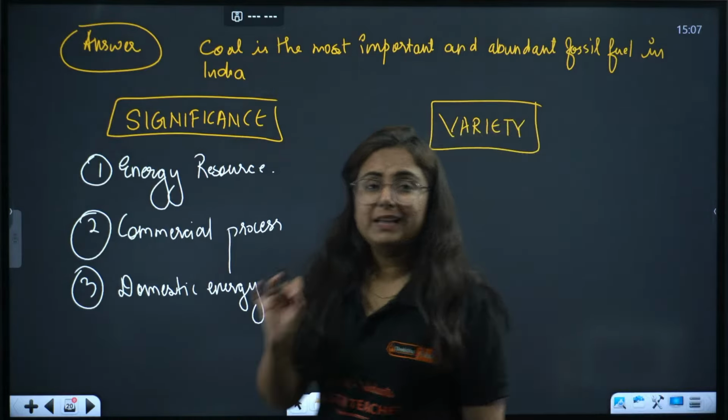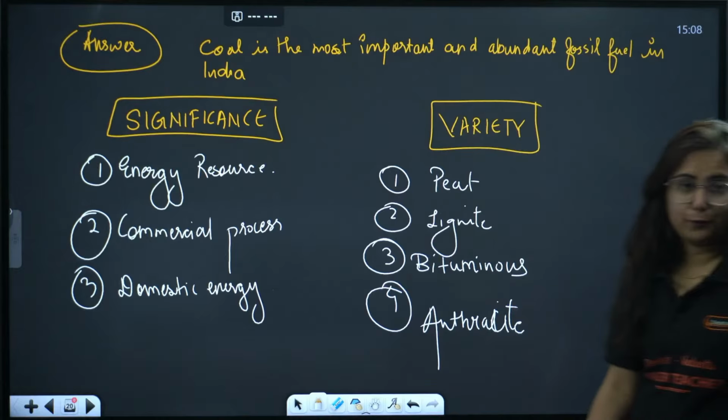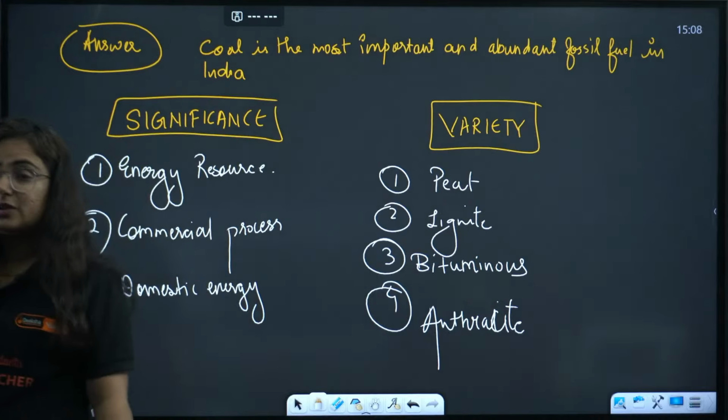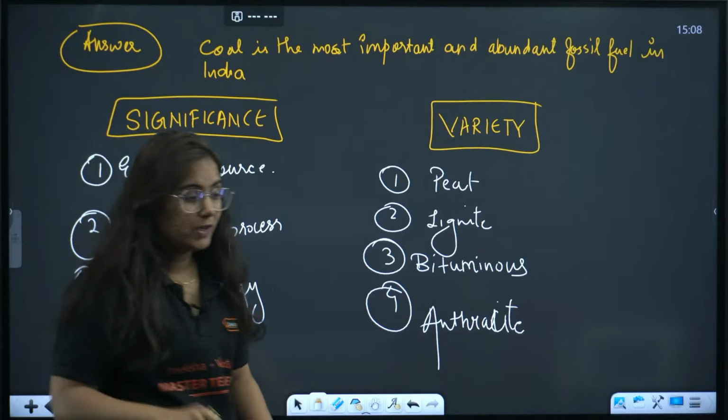Okay, how many variety of coal do we have? So there are certain variety of coal. I am going to write from the worst to the good one. So the worst quality of coal is peat, then we have lignite, and then we have bituminous, and the last one is the best type of coal, that is anthracite. Achha, question to all the students out here, why is peat the worst quality of coal? Tell me, who is going to tell me this?